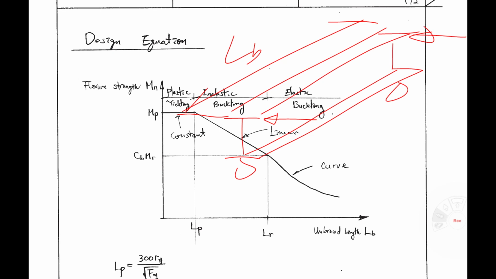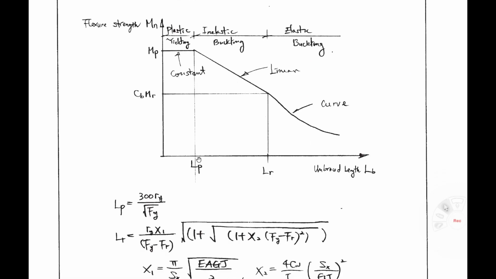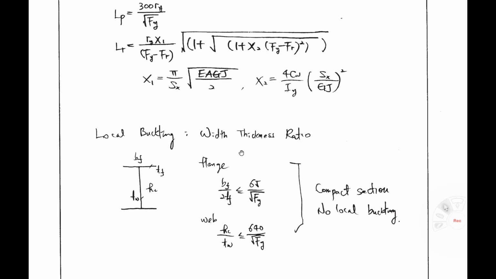If you have the lateral support here again, then this is your unbraced length. Do you understand? So unbraced length is the distance between lateral supports. Let's look at Lp and Lr; those equations are provided in the standard. Local buckling is related to the width-thickness ratio. For a flange, if the width-thickness ratio is less than 65 over square root Fy, then there is no local buckling.